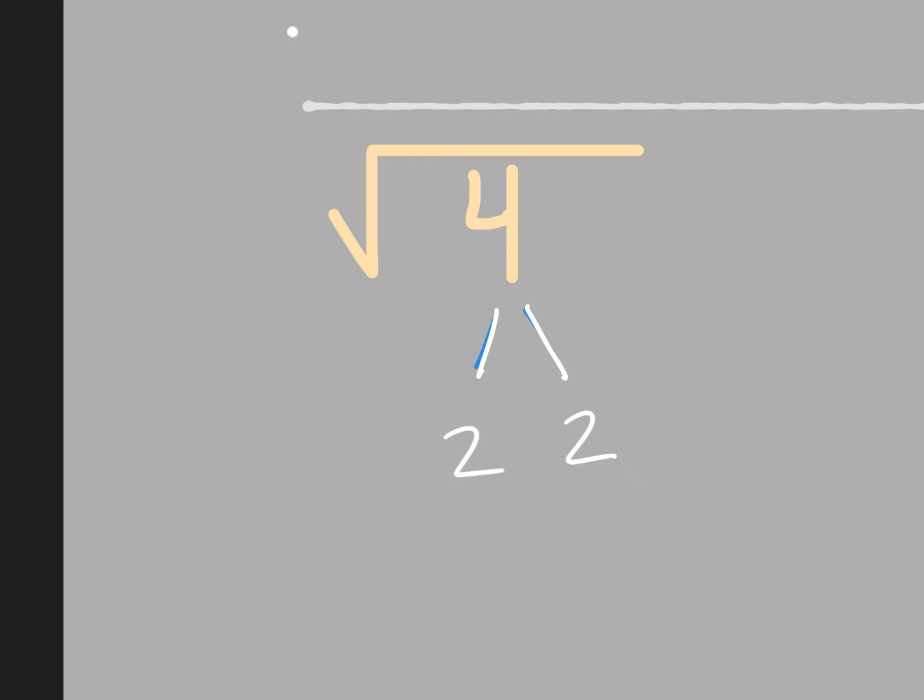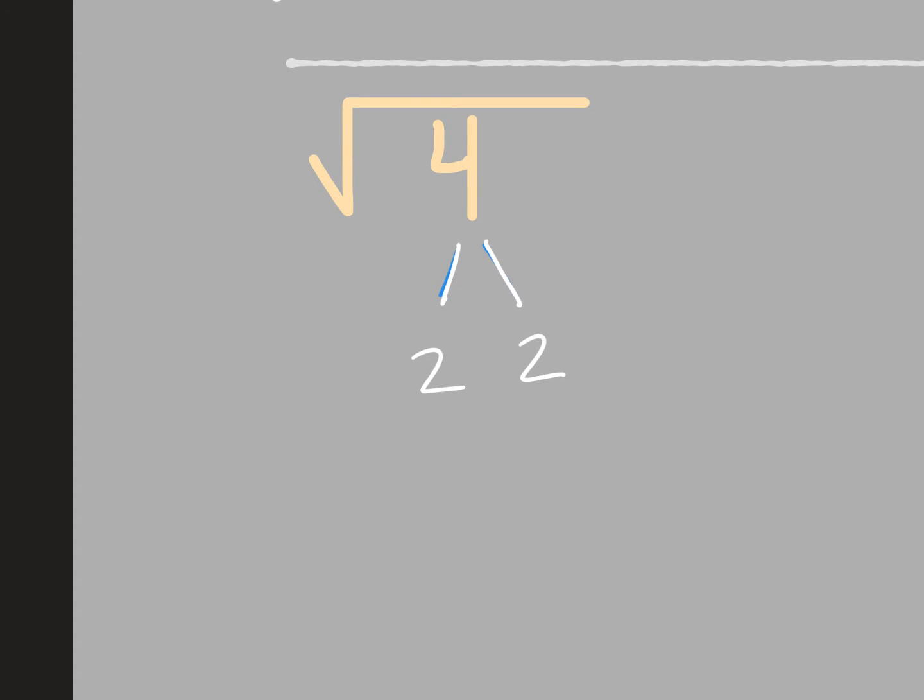2 times 2. So when simplifying radicals, in order to get out from underneath the radical, we need a pair. So we have a pair of 2's, so this can come to the outside. So it would be 2. And we're left with nothing else on the inside, so we get rid of the radical.